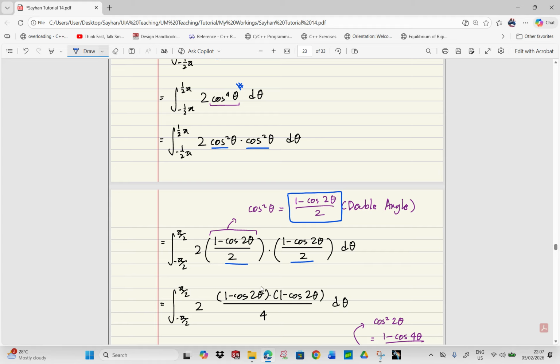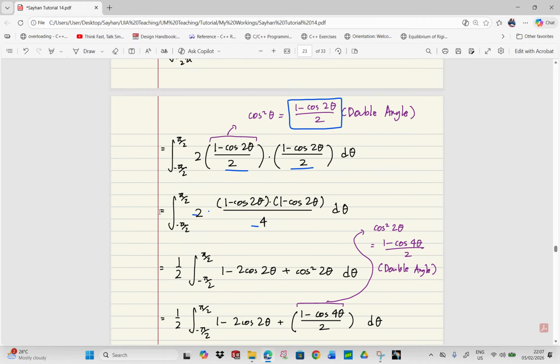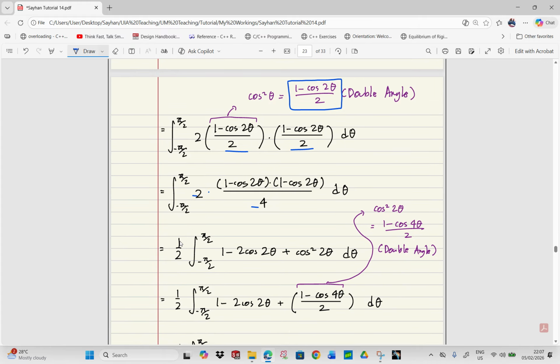After you multiply these two together, you basically get 2 times 2 over 4, 1 minus cosine 2 theta, 1 minus cosine 2 theta, okay? So of course 2 over 4 gives you 1 over 2, which you can leave there. And this one, you just multiply the terms, so 1 times 1, 1 times cosine 2 theta, and so on and so forth. Once you expand the function, you end up getting this expression.